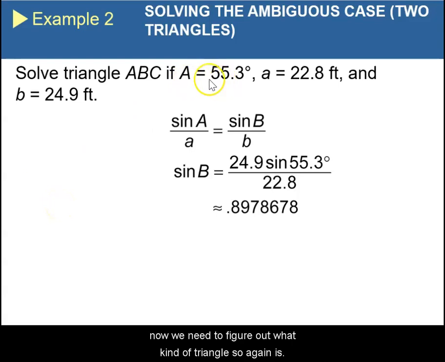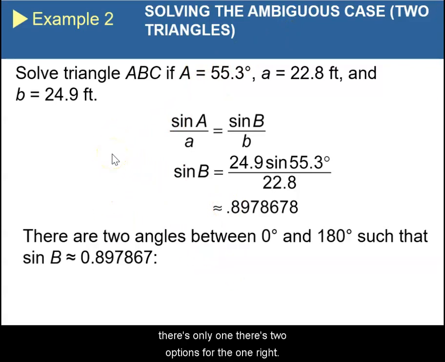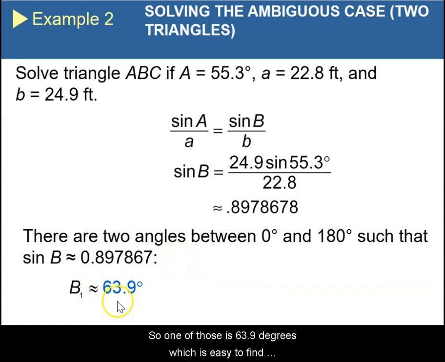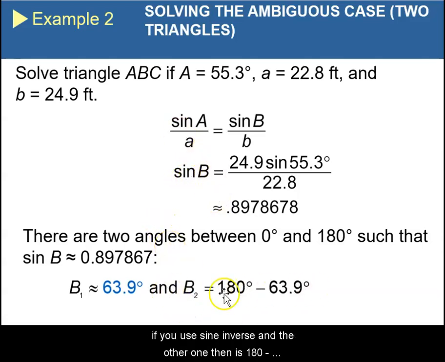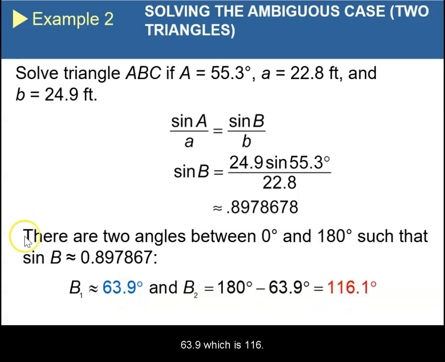So again, A is acute. So if a triangle exists, there's either 1 or 2, and even if there's only 1, there's 2 options for the 1, right? So there are 2 angles between 0 degrees and 180 degrees that give us a value of sine B, right? So there's one in quadrant 1, and there's one in quadrant 2. Okay, they are supplemental to each other. So one of those is 63.9 degrees, which is easy to find if you use sine inverse, and the other one then is 180 minus 63.9, which is 116.1 degrees, right?